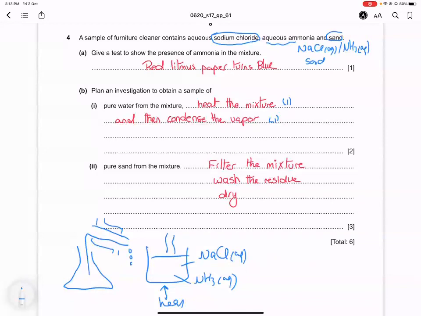B(ii), pure sand from the mixture. If there is a sand at the bottom of this mixture, you can easily get it by filtering the mixture. And always, please remember this, always, when you filter a solid, wash it and dry it directly. Wash it and dry it to obtain it in the best possible state.